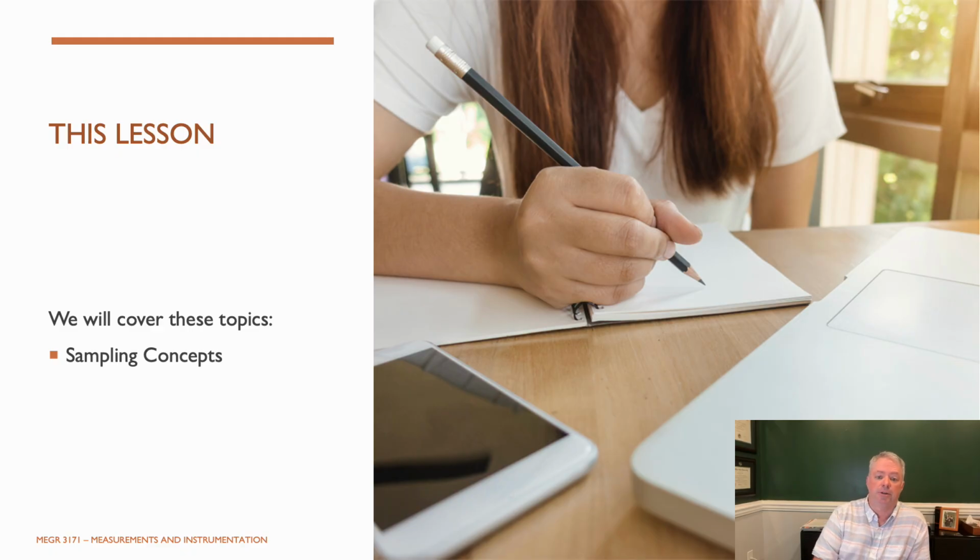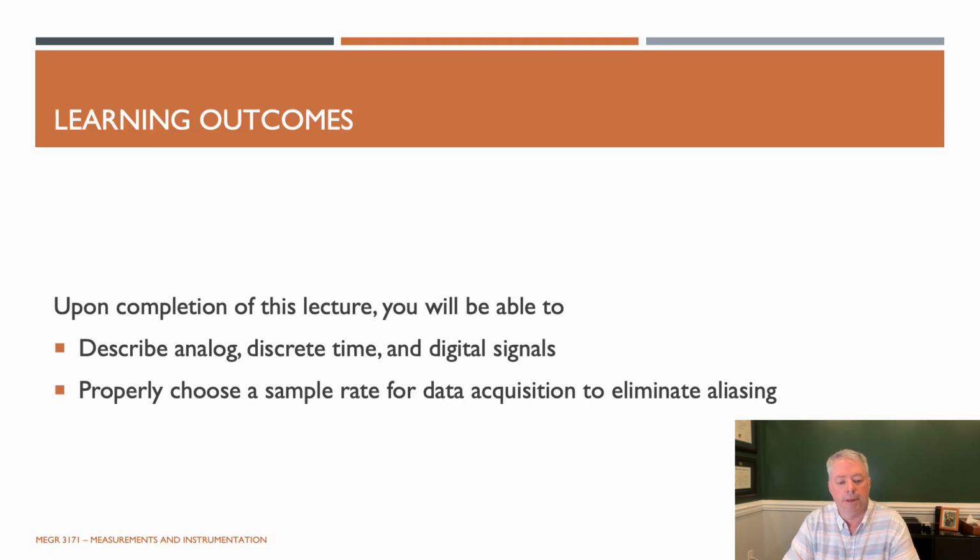Now today's lecture is going to be pretty straightforward. We're going to focus our attention on sampling concepts. Now my goal for today's lecture is to do a couple of things. First, we should be able to clearly differentiate between analog time, discrete time, and digital signals. And I think probably more importantly for practical work, you'll learn how to select the correct sampling rate to prevent a real problematic issue, which we call aliasing.